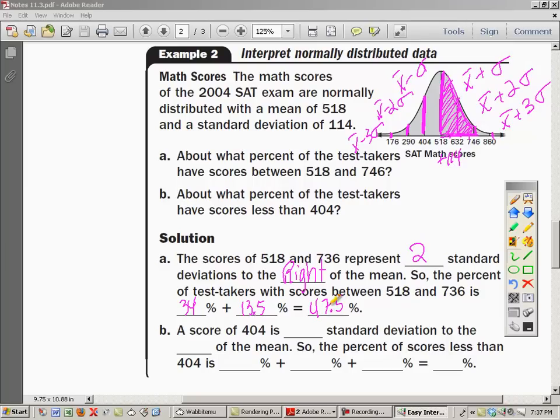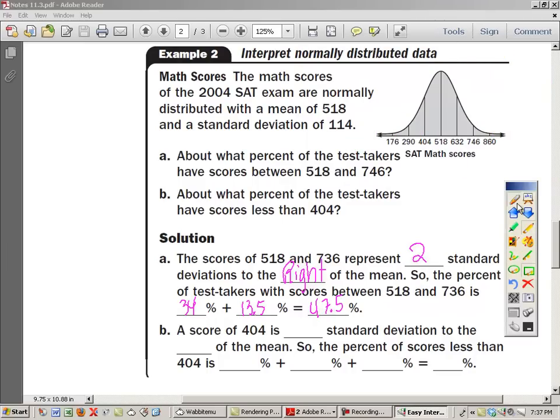About what percent of the test takers have scored less than a 404? Let's clear all this out of here. Less than a 404 now. A 404 is right here. That is 1 standard deviation below. So I want basically the area between 1 and 2 standard deviations, the area from 2 to 3 standard deviations, and the area from 3 standard deviations and below.